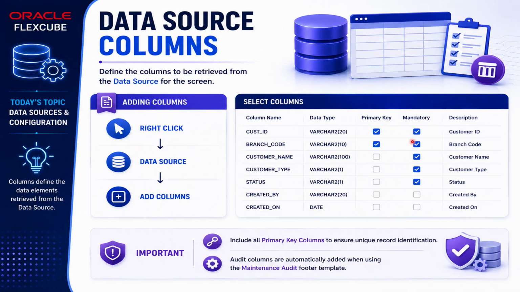Every column identified as a primary key at the data source level must be included. When the footer template is maintenance audit, the audit columns should not be manually selected for the master data source. ODT automatically attaches those audit columns while generating the units.